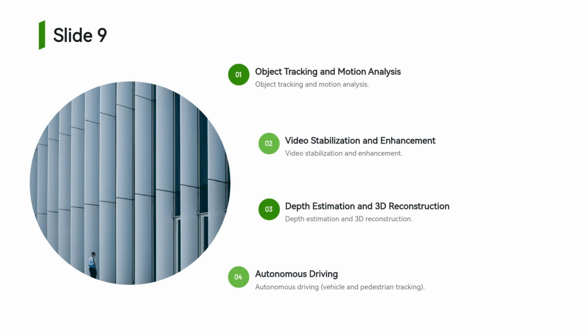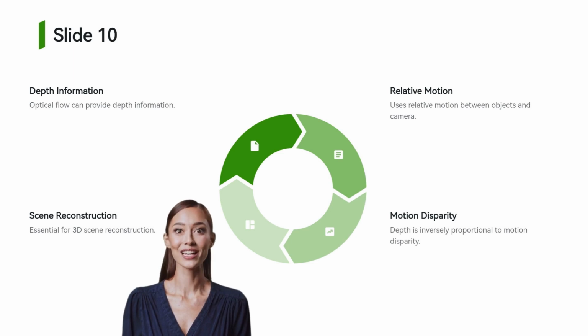Depth estimation and 3D reconstruction. Optical flow can provide insights into the depth and structure of a scene by estimating the disparity between different objects' motion in the image. Autonomous driving. In self-driving cars, optical flow is used to track the motion of nearby vehicles, pedestrians, and obstacles, enabling decision-making for safe navigation. One of the important applications of optical flow is depth estimation.